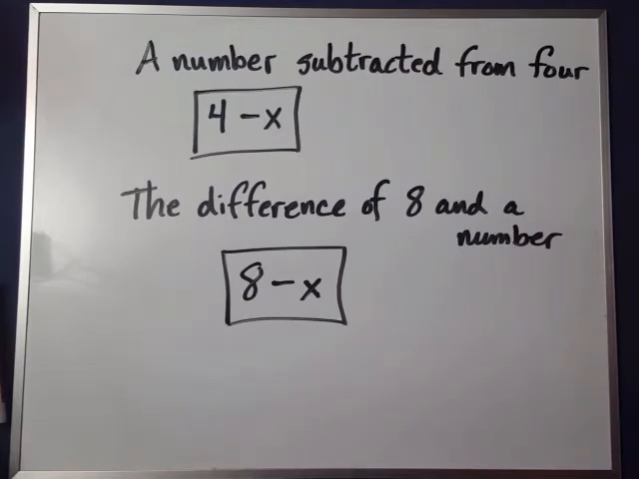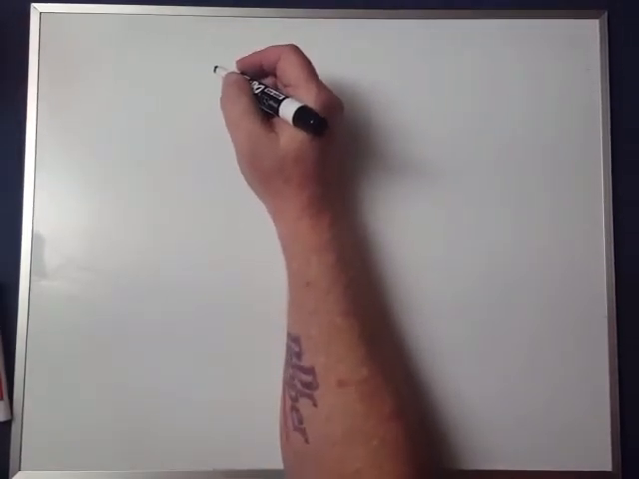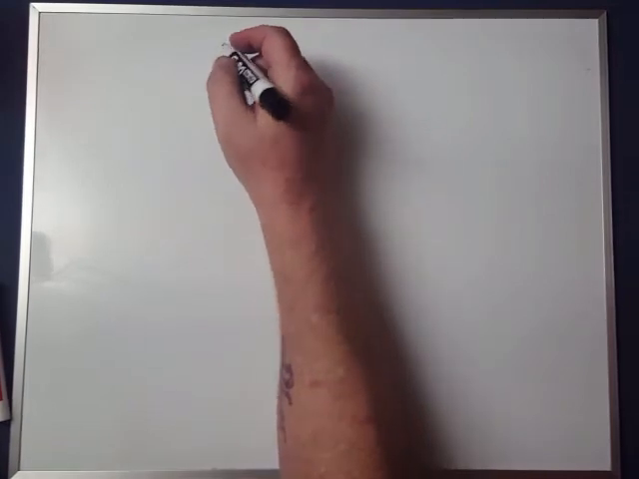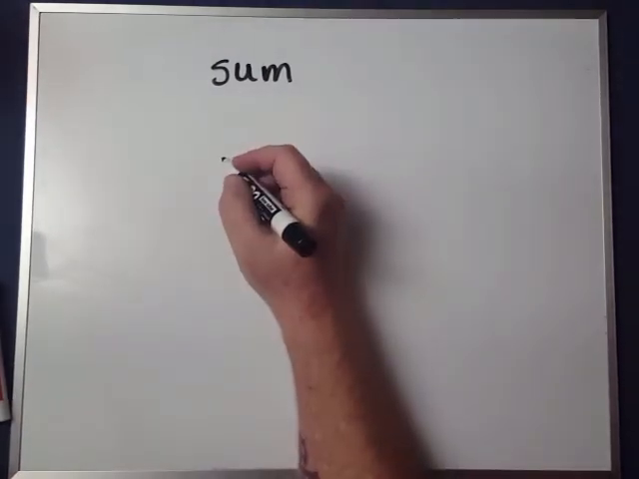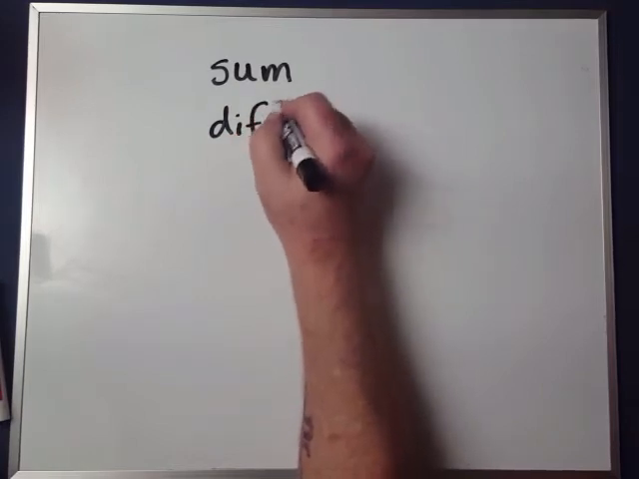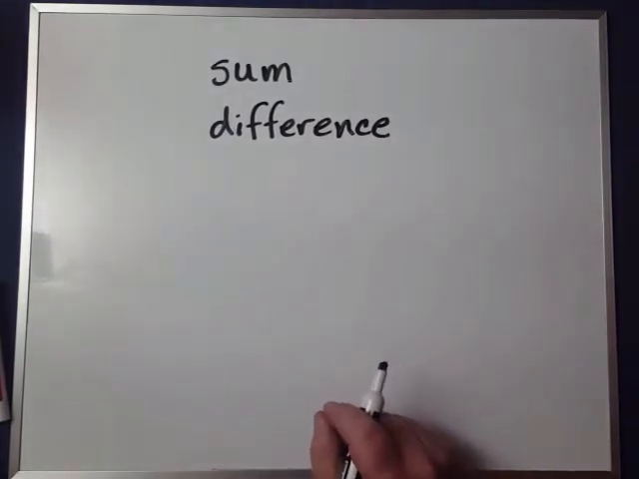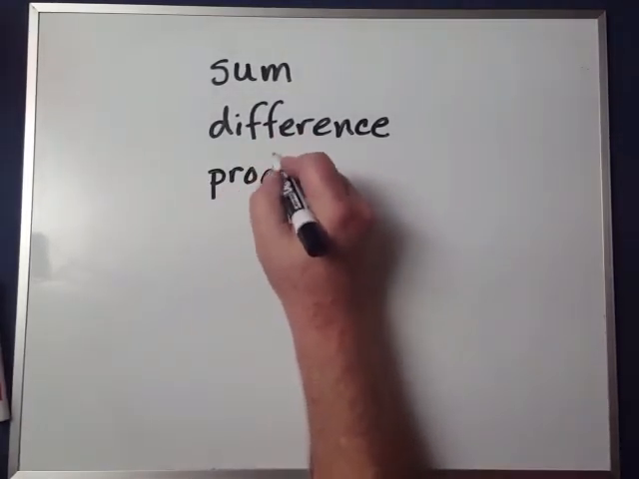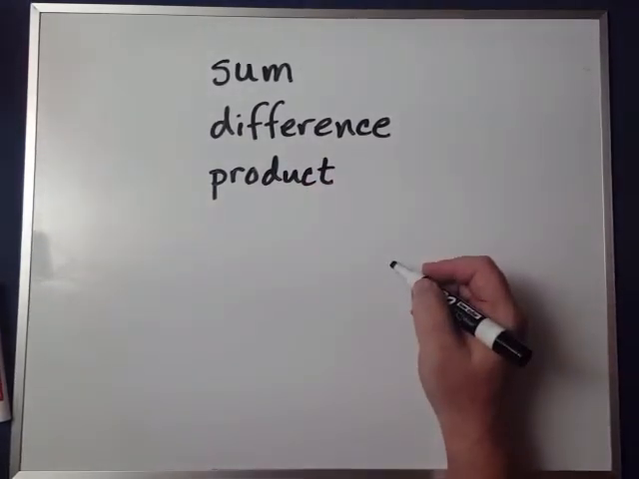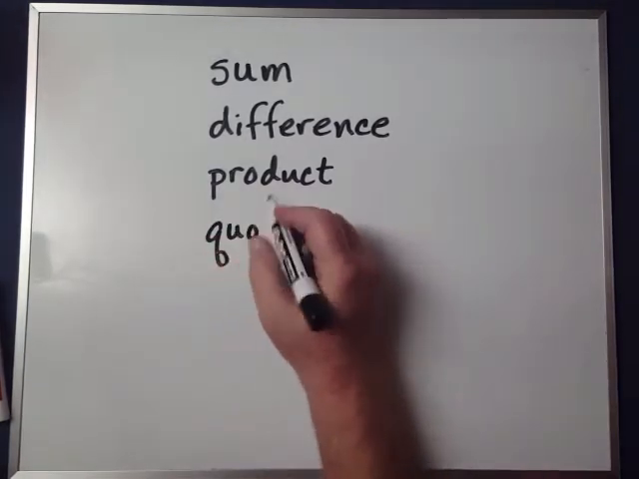In fact, let's take a moment here and go over a few terms. What do I call the answer to an addition problem? The answer to an addition problem is called the sum. In the problem we just worked, the answer to a subtraction problem is called the difference. Do you remember what we call the answer to a multiplication problem? When we multiply two things, the result is called the product. And the answer to a division problem? The answer to a division problem, the quotient.